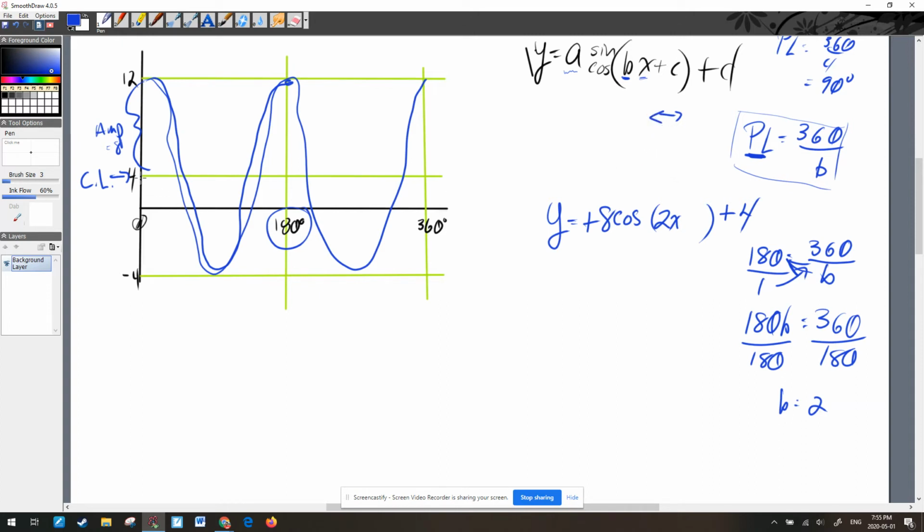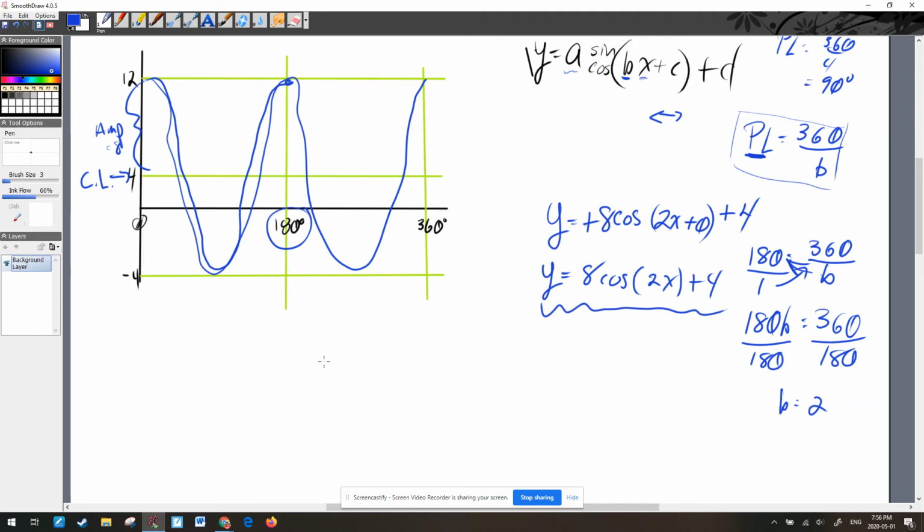This thing starts from 0, so there is no phase shift. So if you wanted to, you could say plus 0. That'd be fine. But the reality is, we're just going to write it as y equals 8 cosine of 2x plus 4. And there it is. That's the exact function that created this graph.